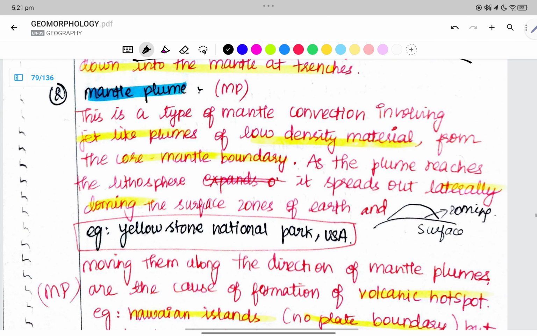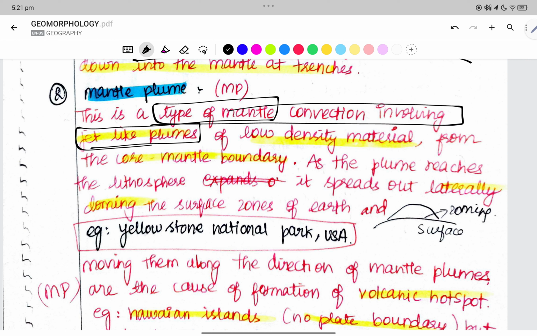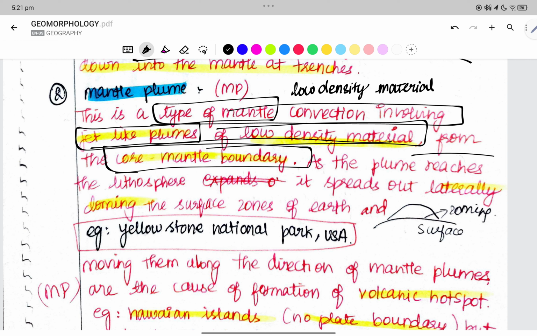Now, what is a mantle plume? These are a type of mantle convection involving jet-like plumes of low-density material. The material is of low density, and these plumes originate from the core-mantle boundary.